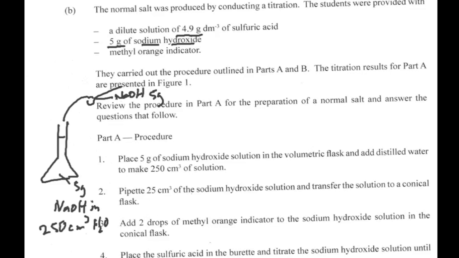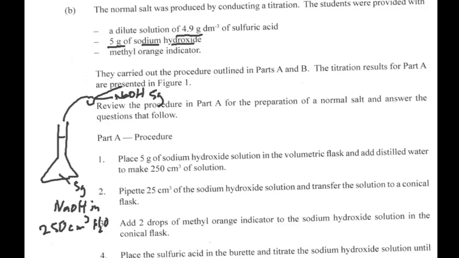All right, then from this, after we invert this a few times, we'd pour into a beaker, then we pipette from the beaker and transfer this to a conical flask. So pipette 25 cm³ of the sodium hydroxide solution and transfer the solution to a conical flask. Then add 2 drops of methyl orange indicator to the sodium hydroxide solution in the conical flask.